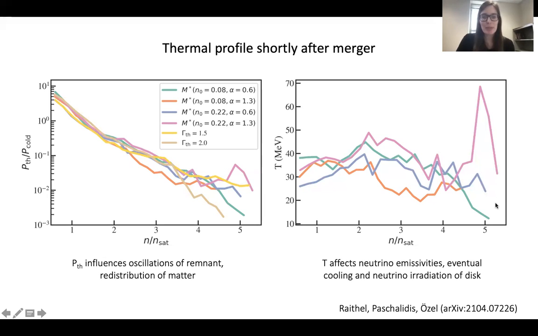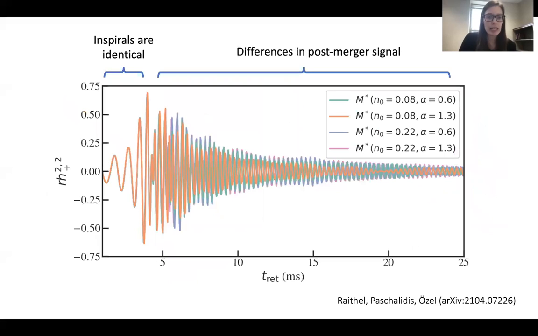It might seem redundant to look at thermal pressure and temperature separately, because of course these are functions of each other, but they give you a slightly different intuition for how these thermal properties map to potentially observable properties. Because the thermal pressure adds to the total pressure budget, it will affect the oscillations of the remnant and the dynamics of this post-merger phase, whereas the temperature will most directly affect the neutrino emissivities and subsequent cooling or irradiation of the disk.